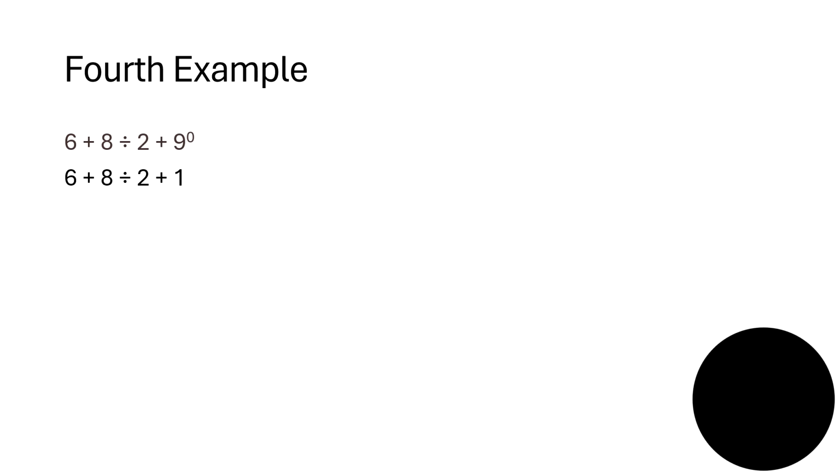And so we don't have any more exponents, so we go to the multiply and divide precedence, which we see a divide. So we'll divide the 8 by 2. So 8 divided by 2 is 4. And so now what we have left is add. And so we have 6 plus 4 plus 1, and that is, it's 11.